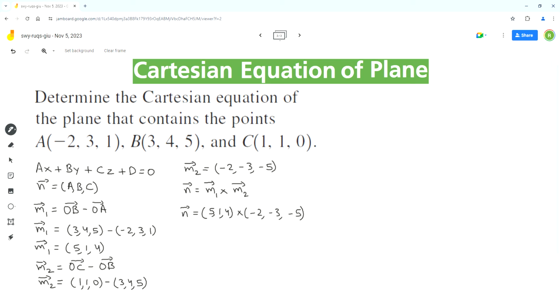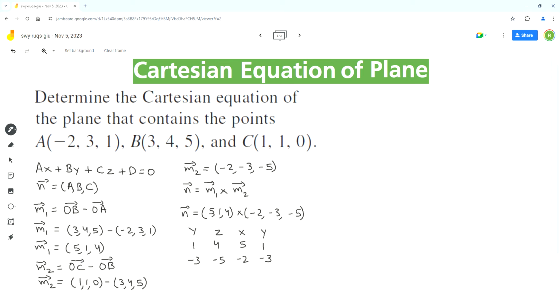Now we can find the cross product by stacking the y, z, x and y components of these two vectors. For the first vector, the y component is 1, the z component is 4, x component is 5, and y component is 1. For the second vector, the y component is -3, z component is -5, x component is -2, and y component is -3.